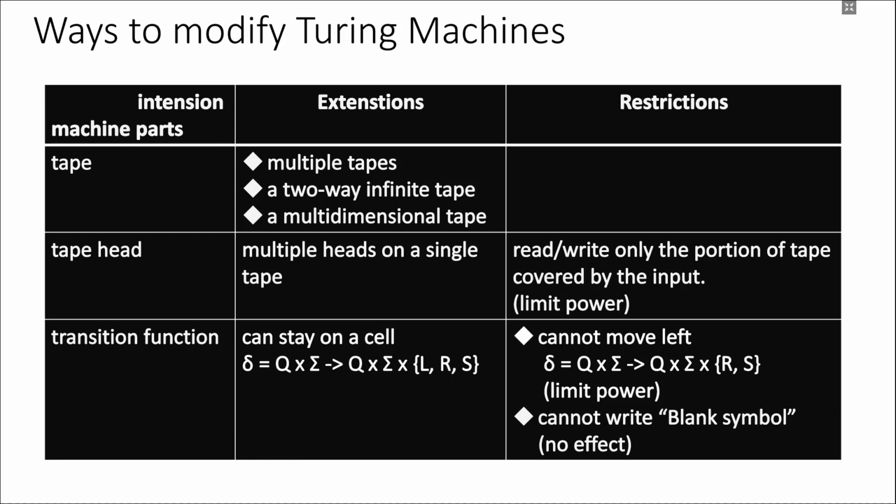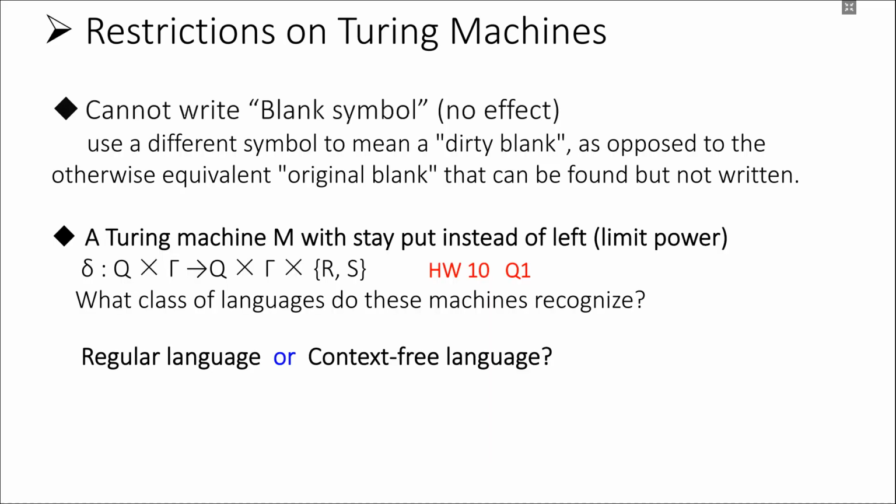Restricting the machine by not letting it write blank symbols actually does not affect the power of Turing machines. Because we can use a different symbol to mean a dirty blank symbol, instead of writing the original blank symbol that can be found but not written, we can write the dirty blank symbol to achieve the same results.